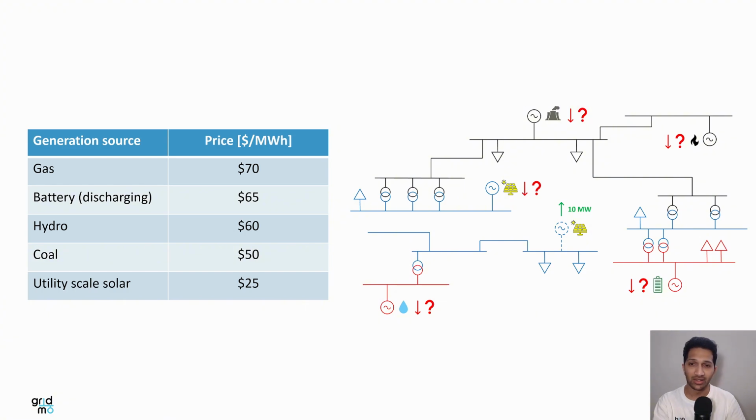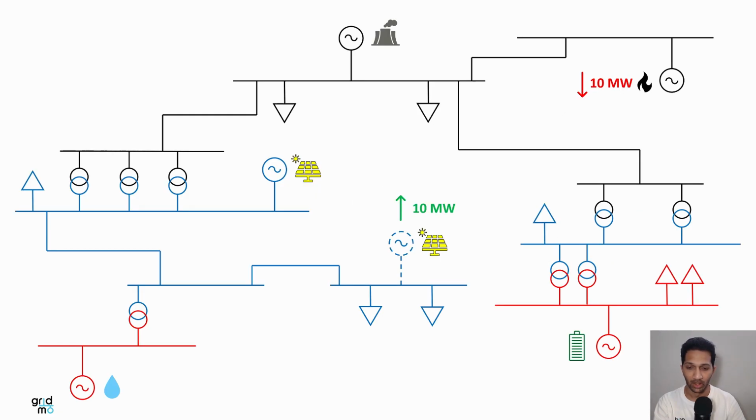Now, based on this, we can assume that the cheaper generation provided by the solar farm will displace the most expensive generation. In this case, the gas-fired power plant. So we can go ahead and dial down the gas-fired power plant by 10 megawatts to balance out the generation provided by our project. Let's now look at an actual example to see how we can do this process using Gridmo.